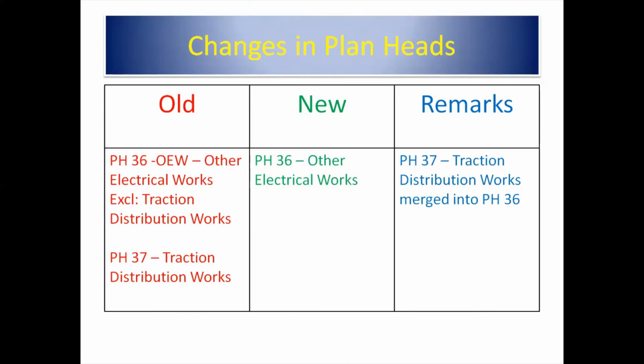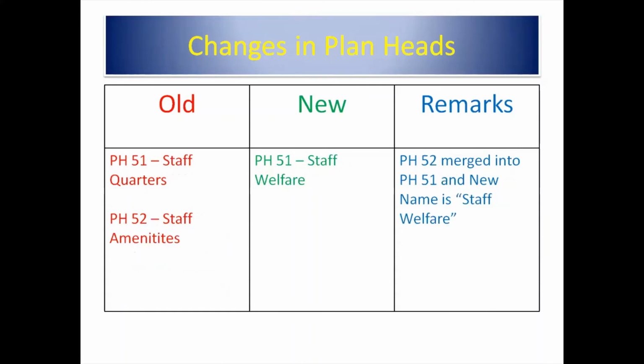Plan head 36 was other electrical works excluding traction distribution works. Plan head 37 was the traction distribution works. Now both are clubbed and called only other electrical works. That means traction distribution works are also included in 36.